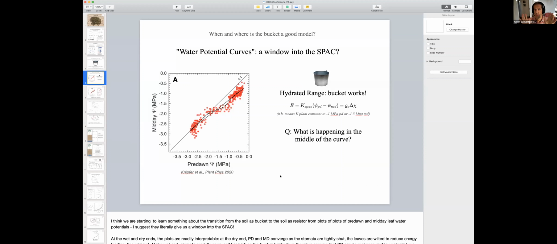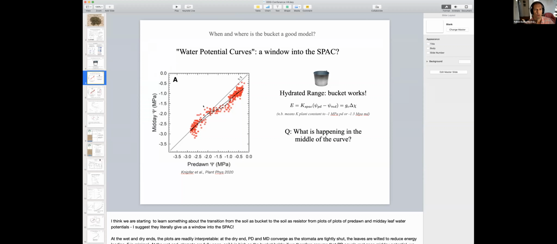So does this model ever work? And when does it fit? To ask that question, I'm going to look at something people are now calling water potential curves. These are plots of midday versus pre-dawn water potential. And Knipfer et al. from the McElrone lab at UC Davis just published a really wonderful paper in Plant Physiology producing a lot of these. I mean, there's a lot of measurements, it's a lot of work. And I think actually there's a lot we might be able to learn from these.